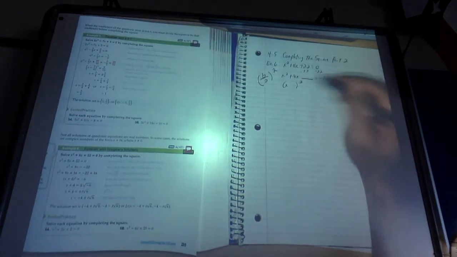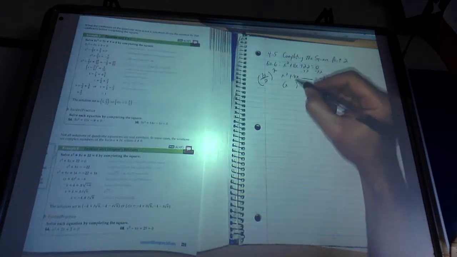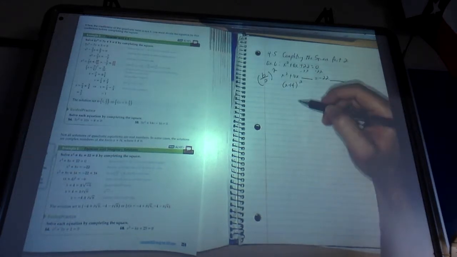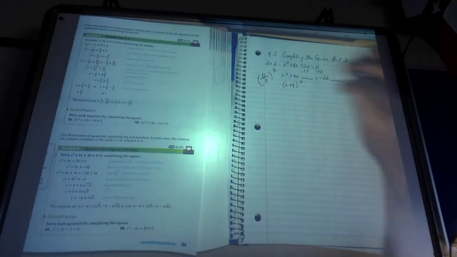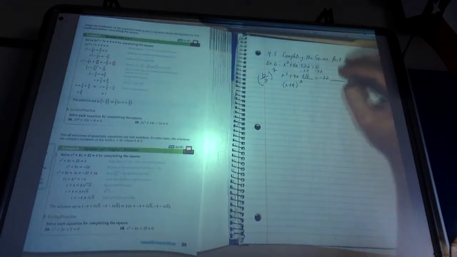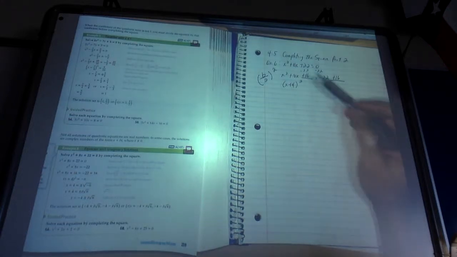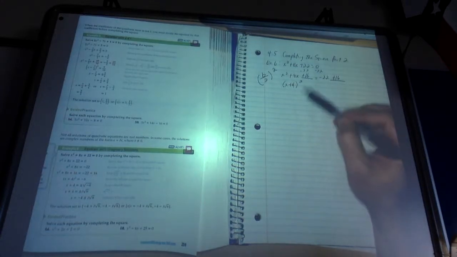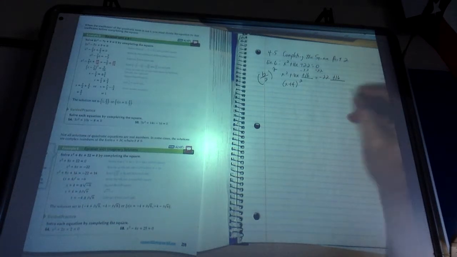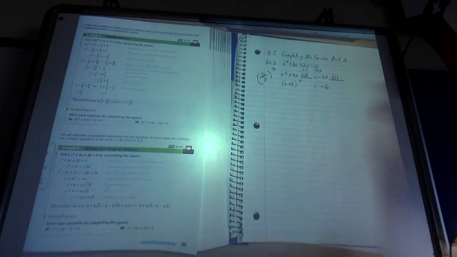The first part of your binomial factor that's going to be the same is x. I divide 8 by 2, so that's positive 4. We put it there. And then I square 4. 4 times 4 is positive 16, and I put it there. If I put it in my left blank, I put it in my right blank. So x squared plus 8x plus 16 breaks down to x plus 4 squared. It's x plus 4 times x plus 4. Now we do the math on the other side. Negative 22 plus 16 is negative 6.